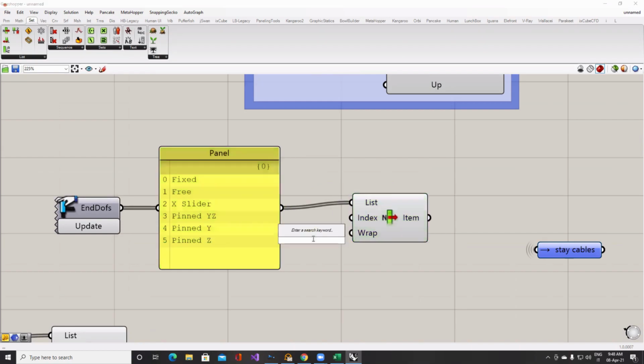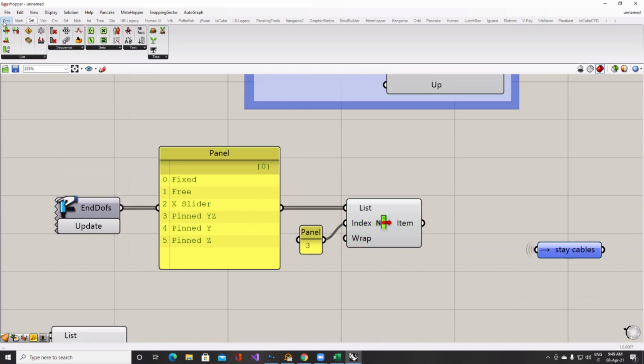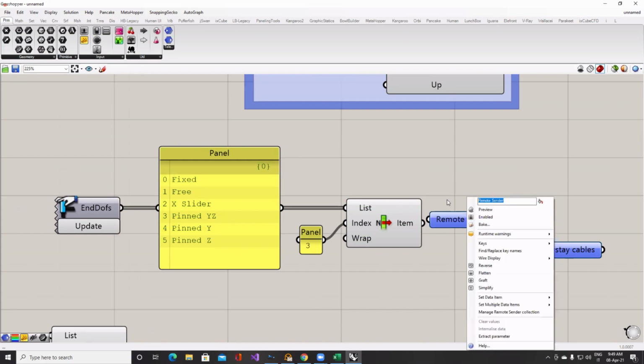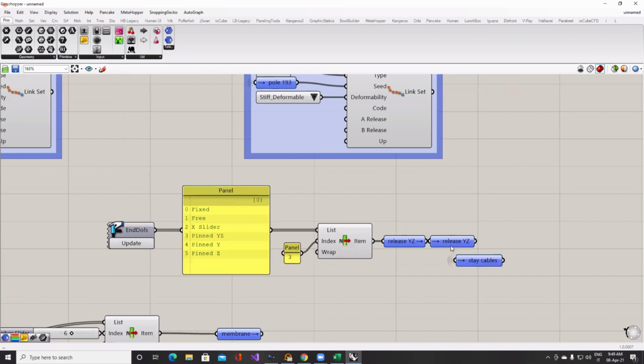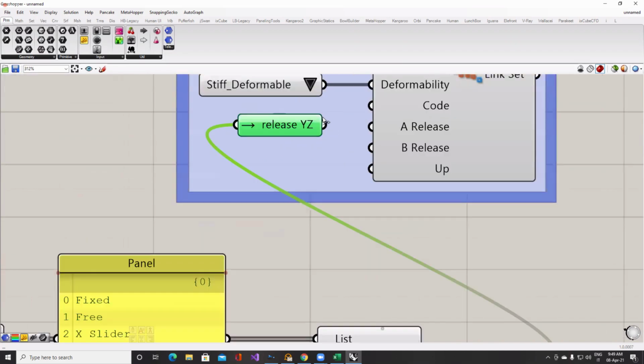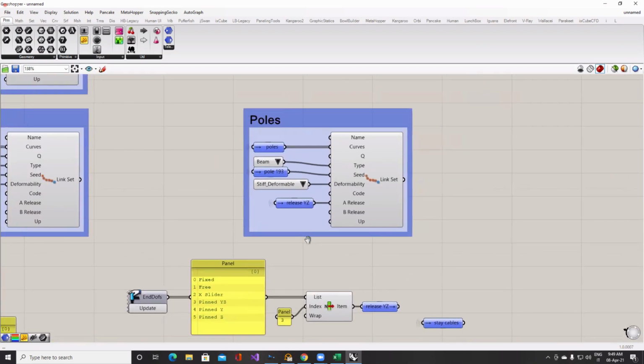number 3. Here it is. And we use again the panel, and this is release YZ. We get release YZ and we input it into the A release. Okay.